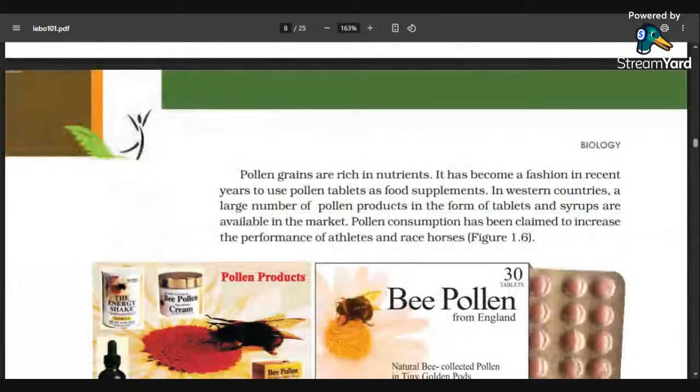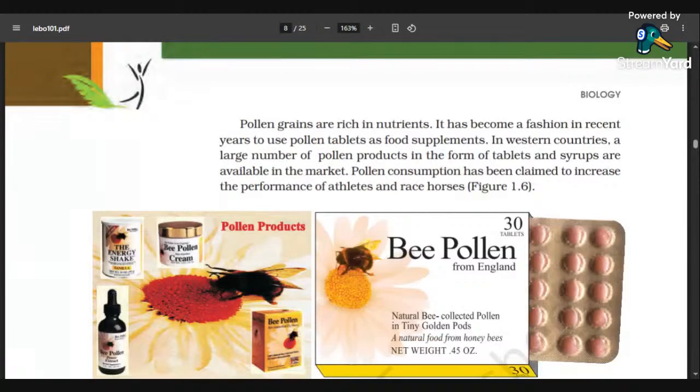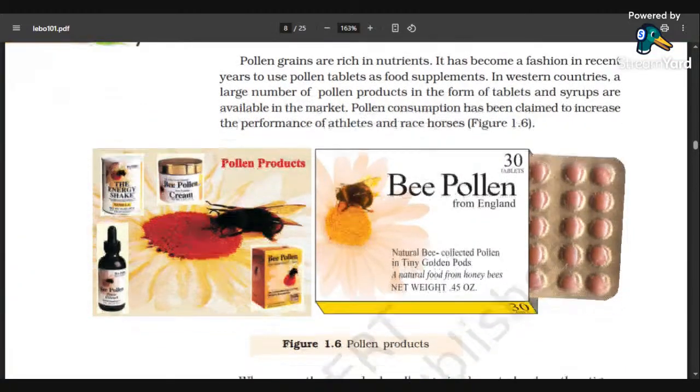It has become a fashion in recent years to use pollen tablets as food supplements in Western countries. A large number of pollen products in the form of tablets and syrups are available in the market. Pollen consumption has been claimed to increase the performance of athletes and racehorses.